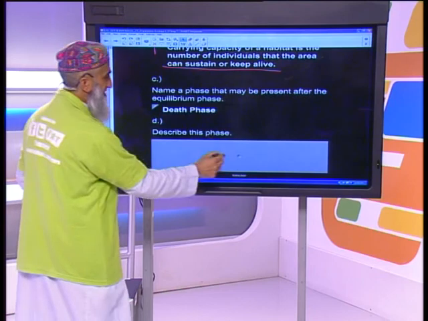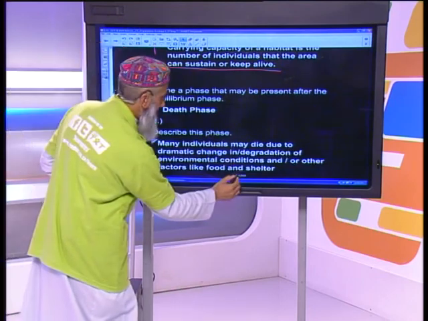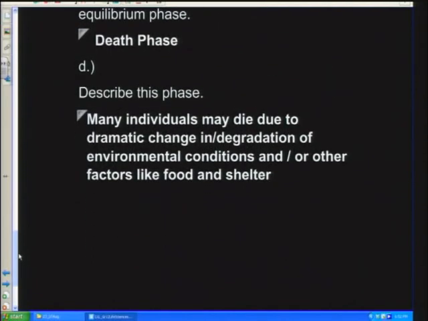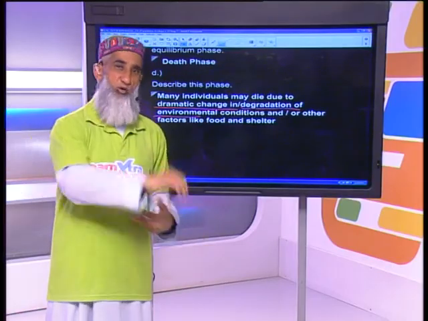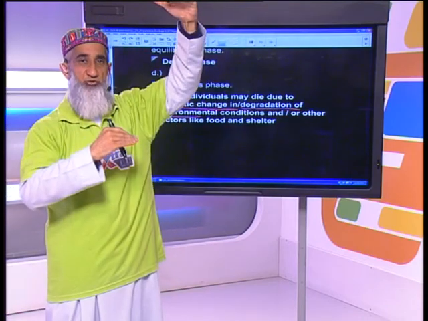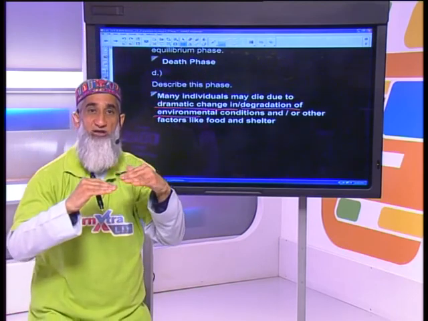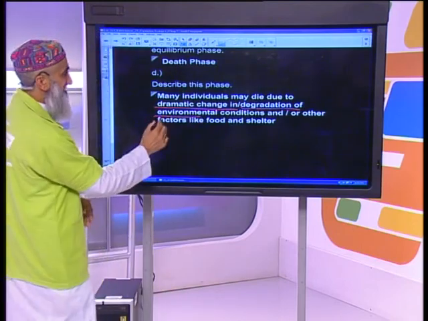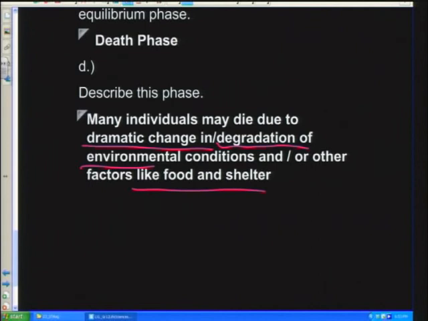Okay? Describe this phase. What happens here? Many individuals may die or leave this environment due to dramatic change in or degradation of the environment. Something has happened to this environment, a fire, or there were too many, they were overpopulated and they ate all the food that was available. Now, if there was so much food available, now there's so little food available, so the carrying capacity has decreased. And other factors like food, shelter, etc. have brought this down, and that is what we have there.